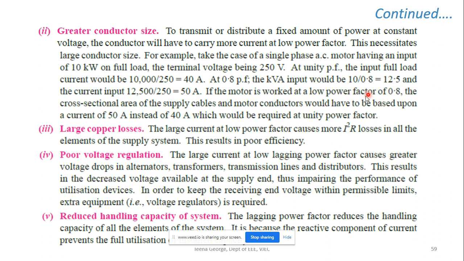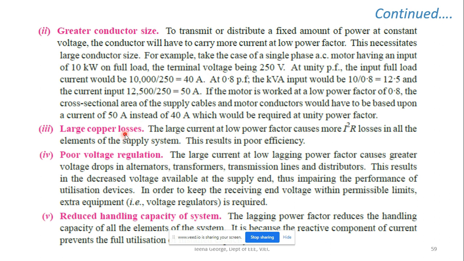So current is 50 amperes. So with a low power factor, it will draw more amount of current, 50 amperes instead of 40 amperes. So the conductor size should be more.